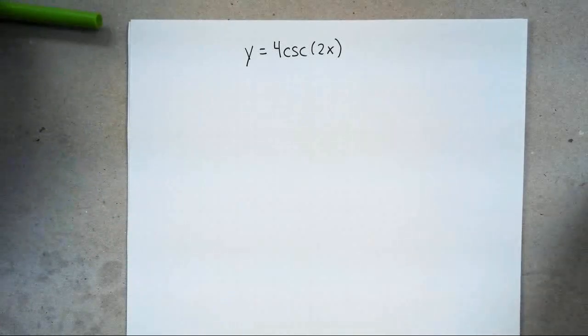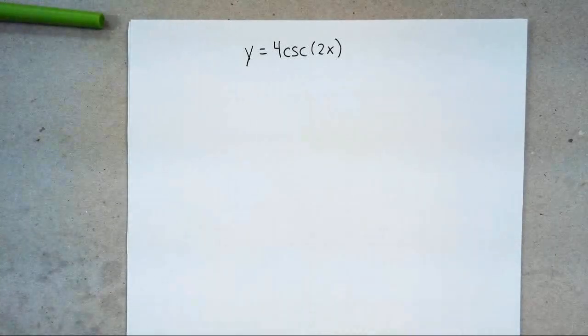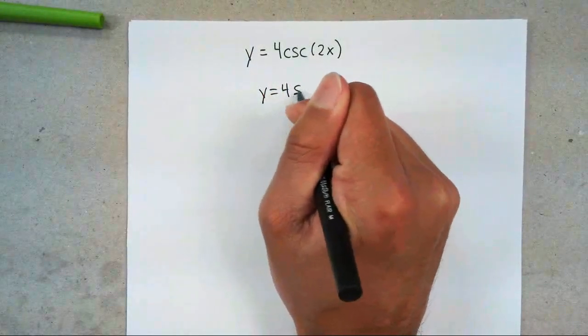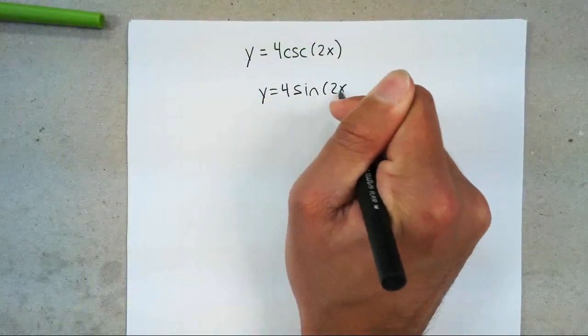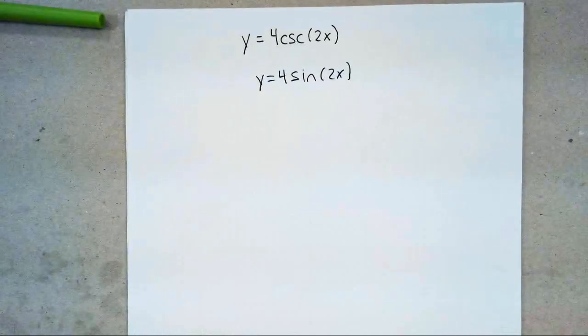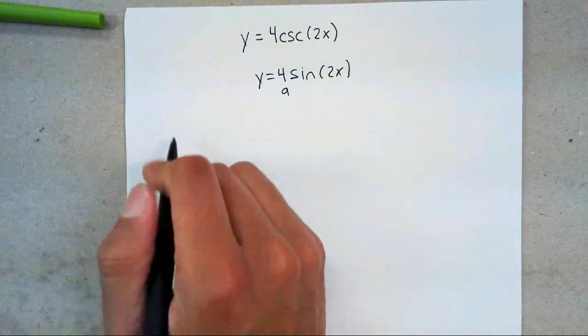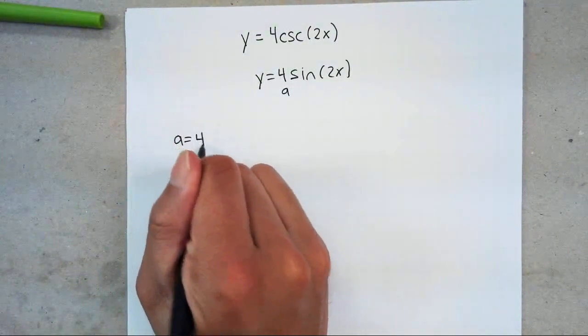Well, the first thing I'll notice is y equals 4 cosecant 2x. I don't know how to graph that, nor do I want to, but I do know how to work with its reciprocal, which is sine. So I'm going to go ahead and graph 4 sine 2x. Now if you remember from the previous video, the first step is you always have to figure out your a. Well, the a is the number in front of sine. So in this case, a is equal to 4.